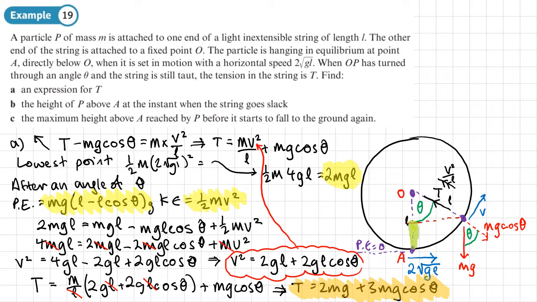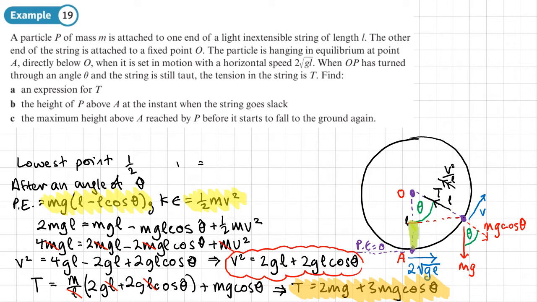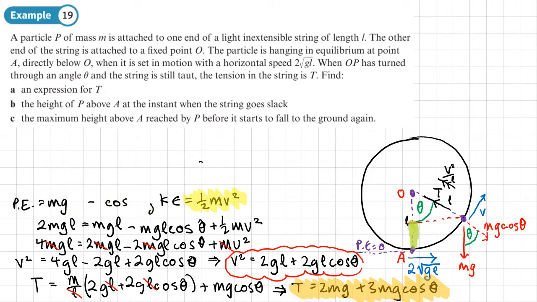Okay, so let's move on to part B, and we've got a bit of space here. For part B, we need to work out the height of P above A at the instant that the string goes slack. Well, the string is going to go slack when the tension is equal to 0. So we'll just clear off some of this here and then we'll work on part B.